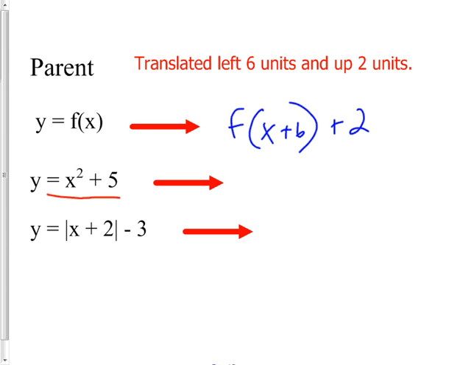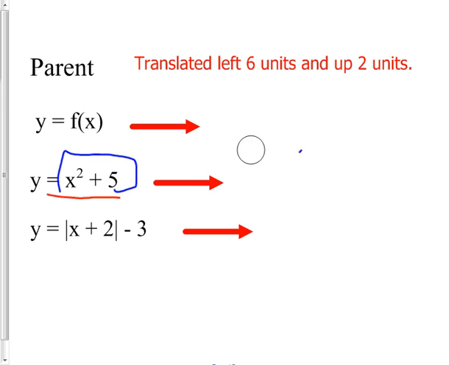Pretty easy. All right, do that same thing, except this time, do it to something that's already been moved 5 up. And tell me what you get when you take this and move it up 2 and left 6. Good. None of this stuff is really hard. It's just thinking in a different way.